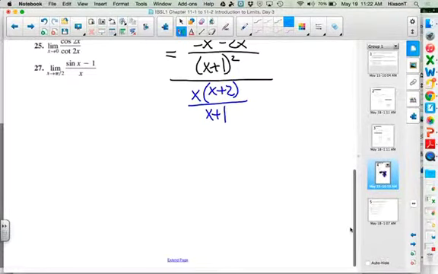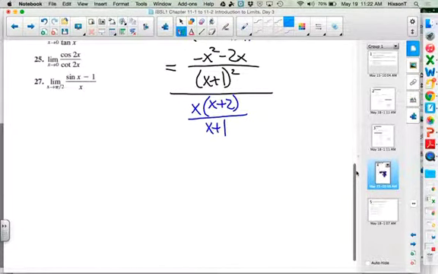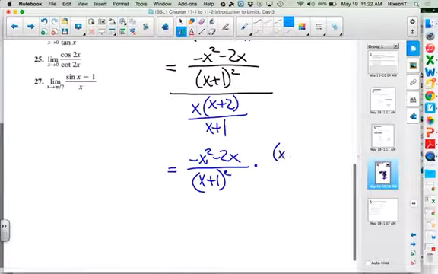So, guys, you see how some of the stuff you learned, probably back in Algebra 1 and Algebra 2, is now becoming more and more important. We have this complex fraction, we've got to handle it by flipping and multiplying. So I have a negative x squared minus 2x over x plus 1 squared, now times, if I flip that, an x plus 1 in the numerator, and an x times x plus 2 in the denominator.